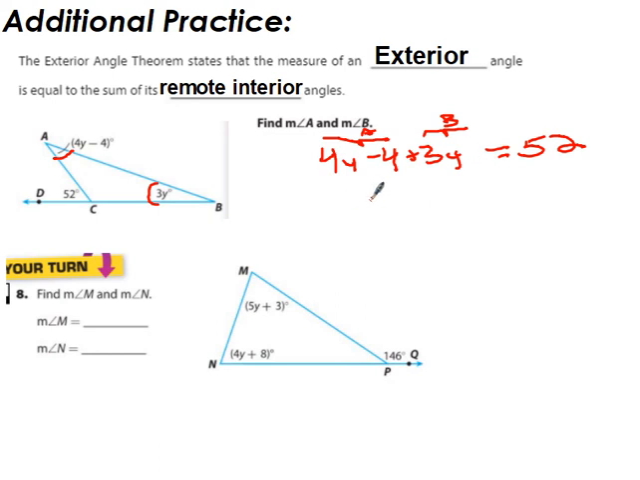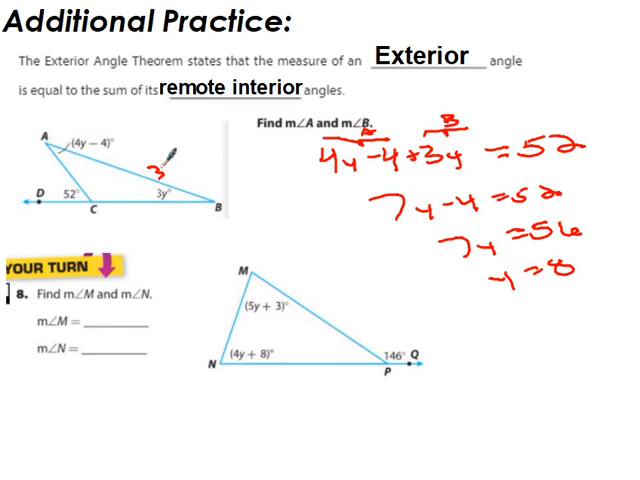So then I can solve from here. That's 7y minus 4 equals 52. 7y equals 56, so y equals 8. Now that I know what y is, I can solve by plugging it in. 3 times 8, this is a 24 degree angle. 4 times 8 minus 4, this is a 28 degree angle. 28 plus 24 is 52, that equals this, so we did a good job.